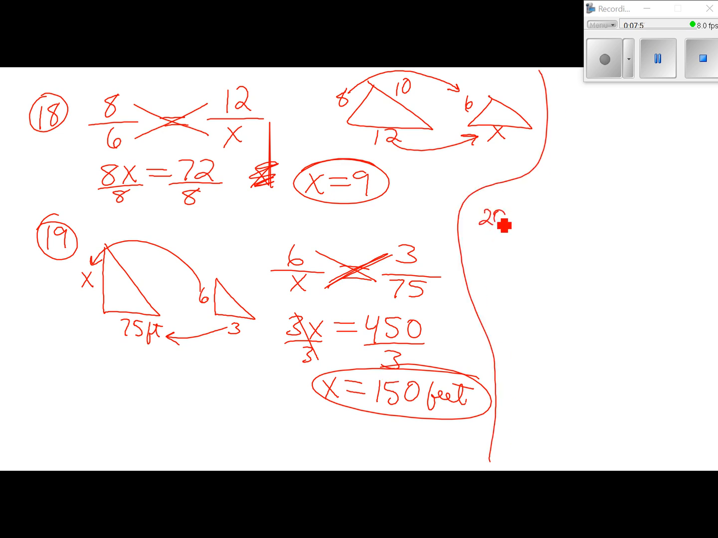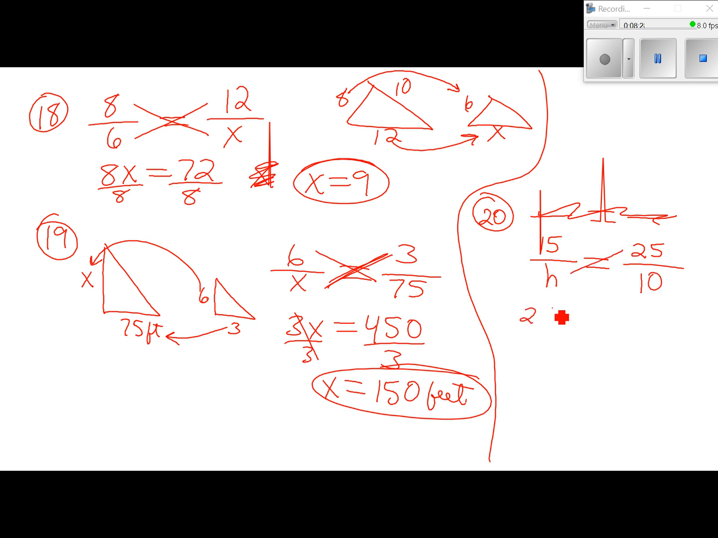Number 20, same idea, only this time we know the height of the tree. I'm not sure how you would know the height of the tree and not the height of the person, but that's the way they got it this time. So we're going to set it up. Ignore that. I start writing quick, then it wants to jump like that. So the height of the tree compared to the height of the person. The shadow of the tree compared to the shadow of the person.